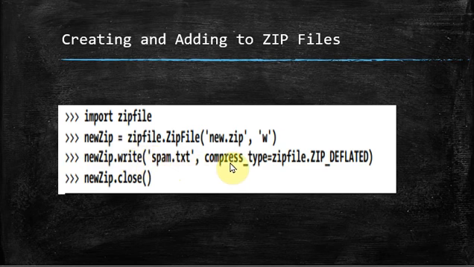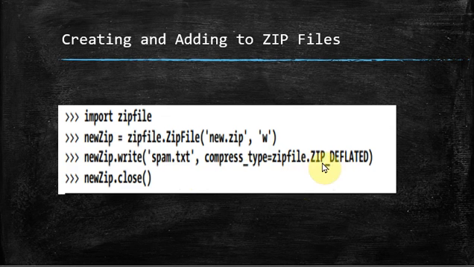Okay, so the write method's first argument here is a string of the file name to add, and the second argument is a compression type parameter. So what type of compression needs to be done, that is the second parameter here, which tells the computer what algorithm it should use to compress the file. Here we have set the value to zipfile.ZIP_DEFLATED. This specifies the deflate compression algorithm, so we don't need to worry about that.